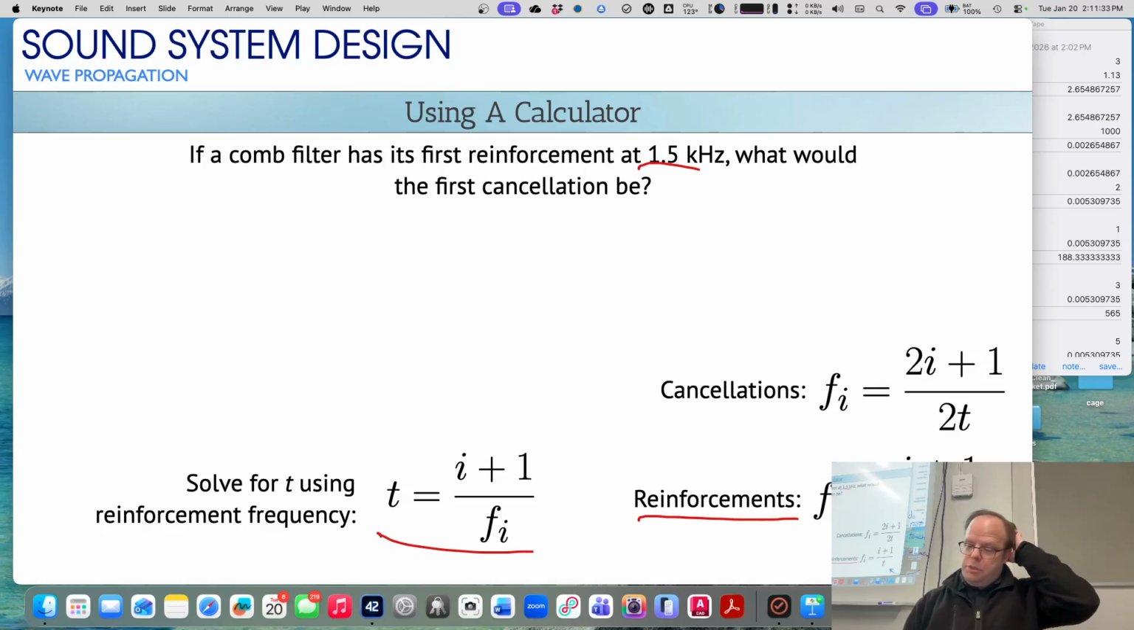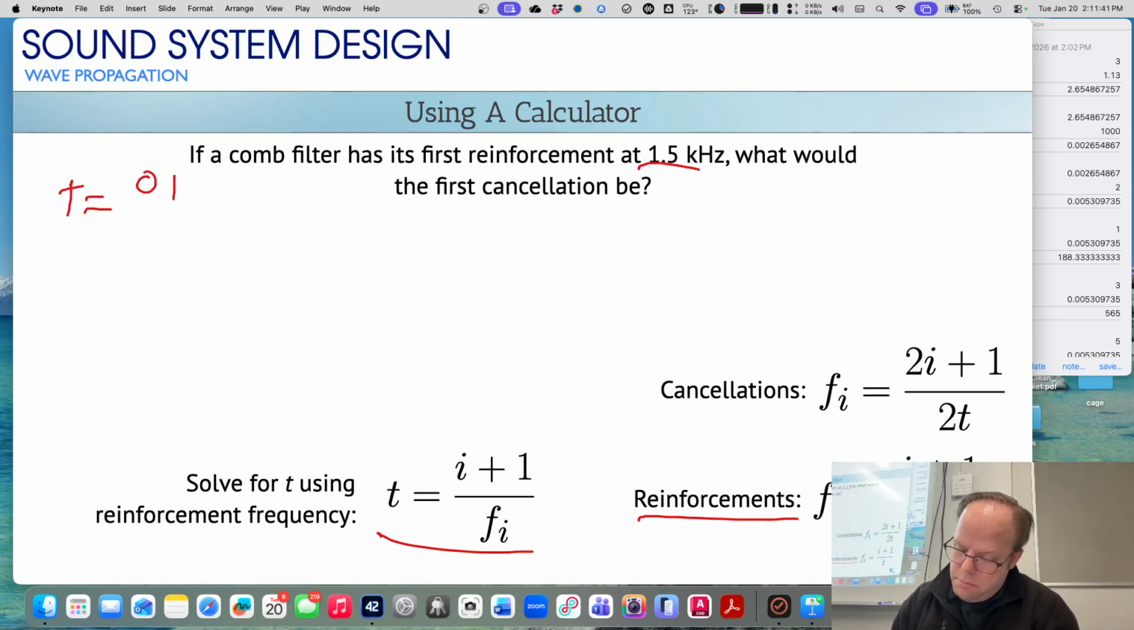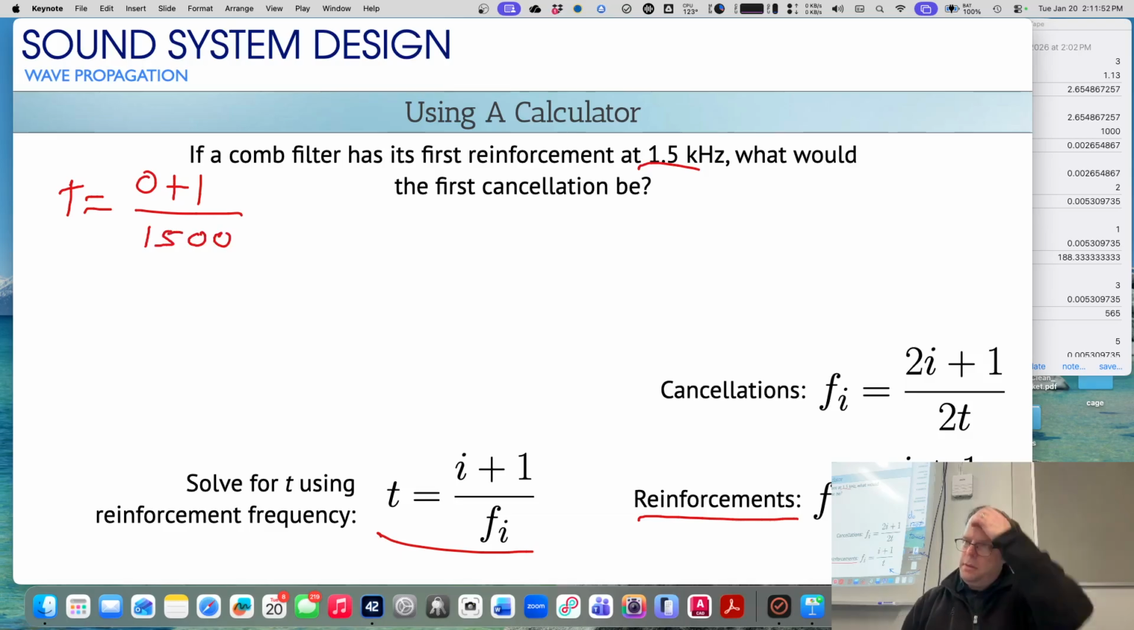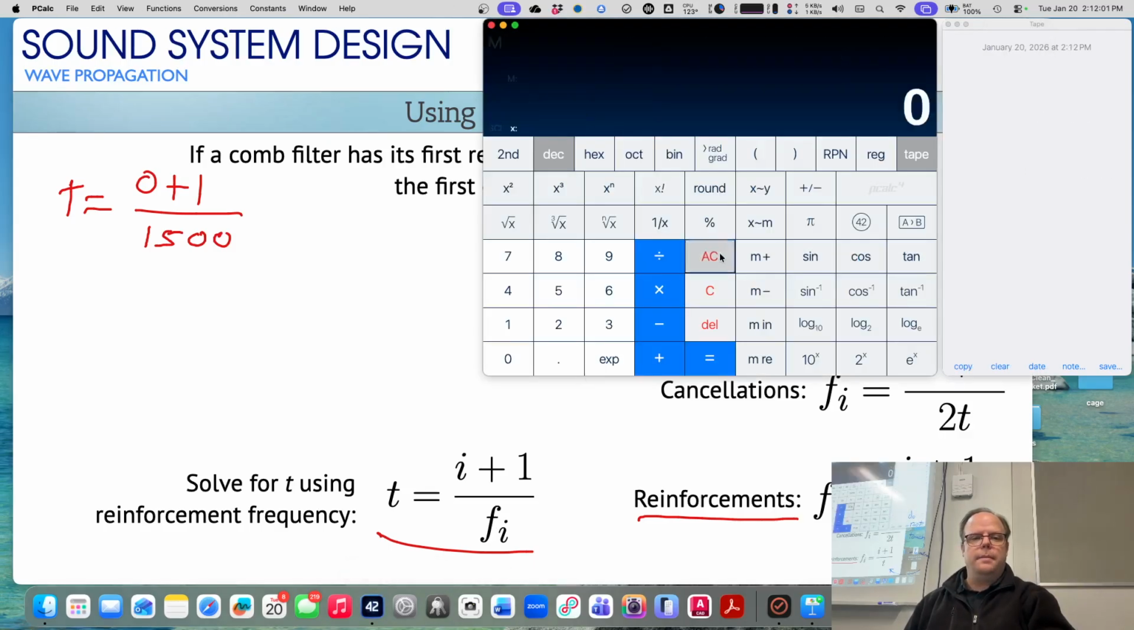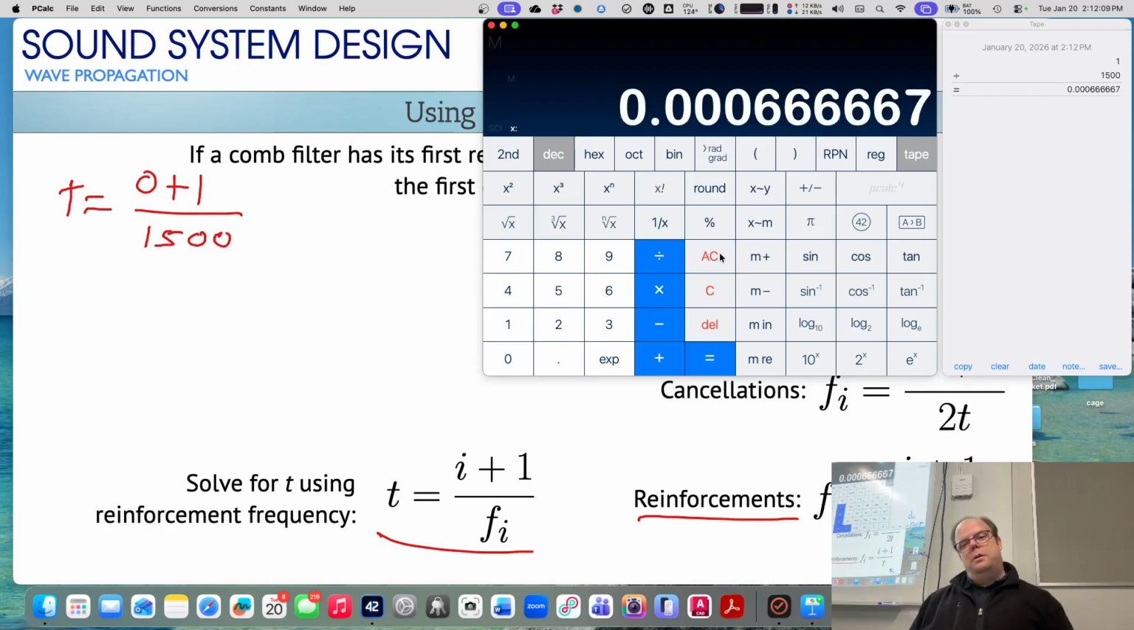If it's the first reinforcement, what's the value for i? 0, right? So t equals 0 plus 1 divided by the 1.5 kilohertz, so it would be 1500 hertz. So let's try it. 0 plus 1 is 1, divided by 1500, and I get 0.000666667.